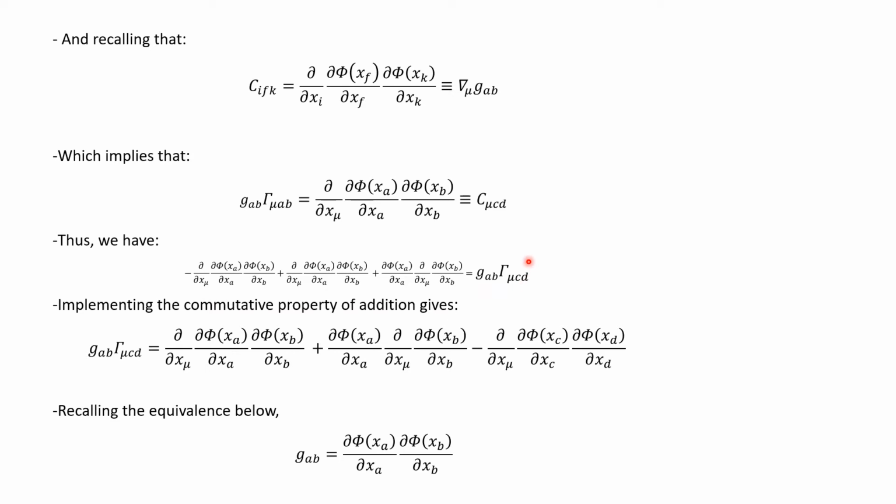If we substitute the expression from earlier, where we multiplied by the reciprocal -1, implementing the commutative property of addition gives us, that means we can move the expressions around because of the commutative property of addition, giving us this expression. And recalling the equivalence below of the metric tensor as expressed by the products of differentials. So we bring that back to the front of your mind.